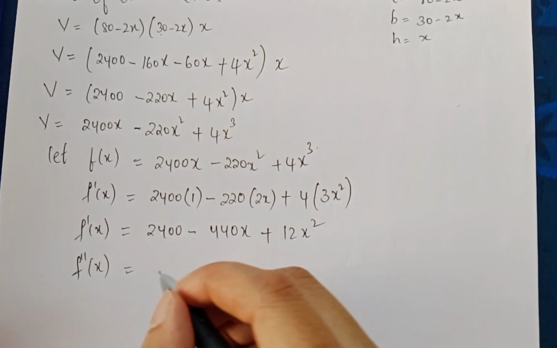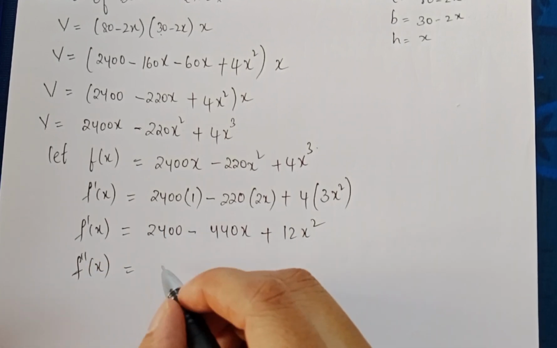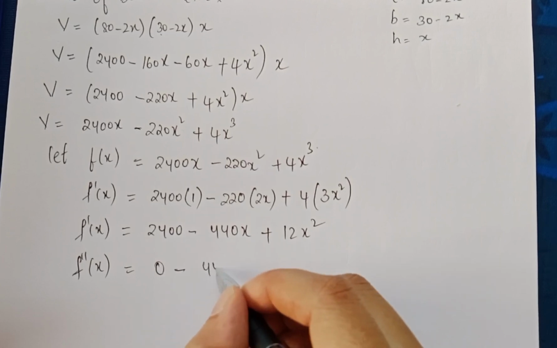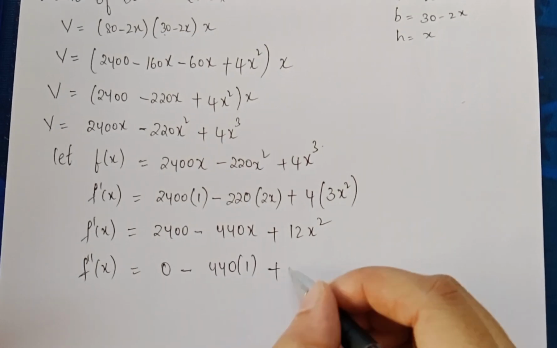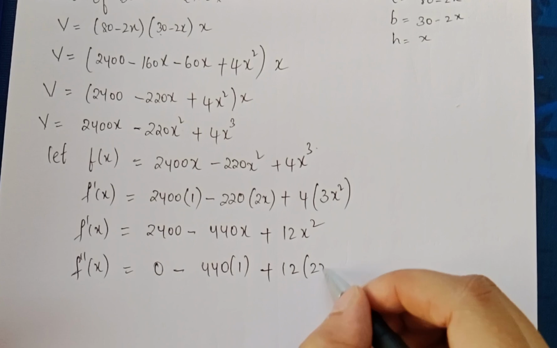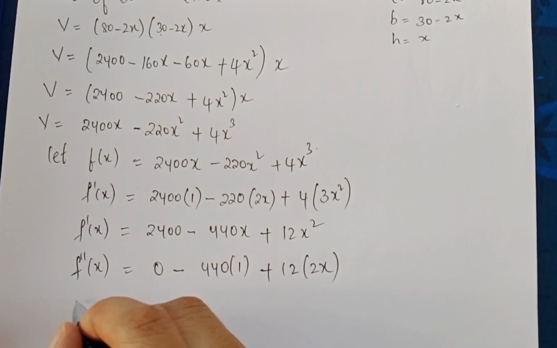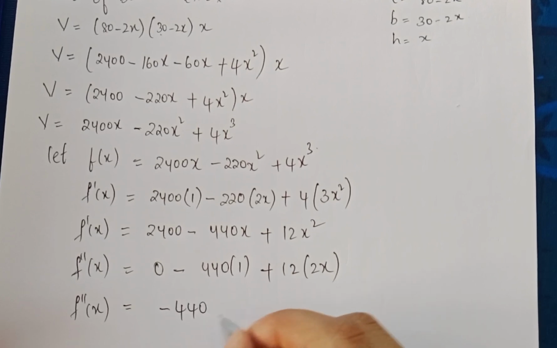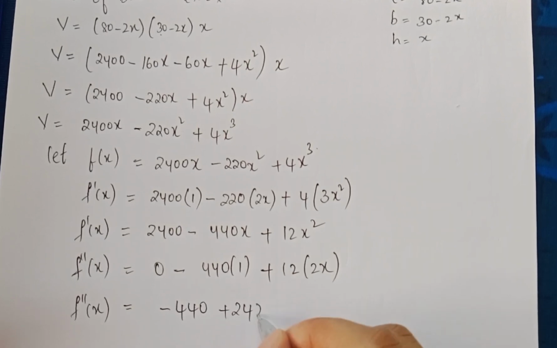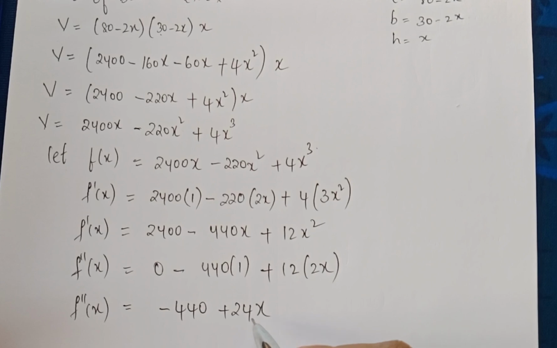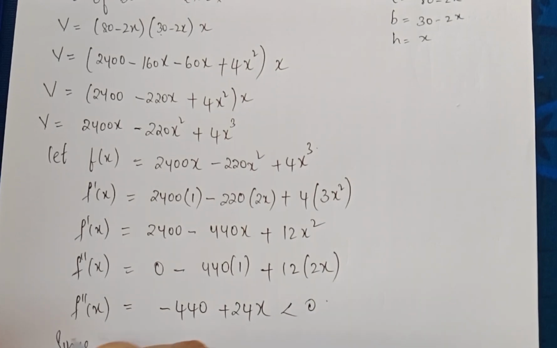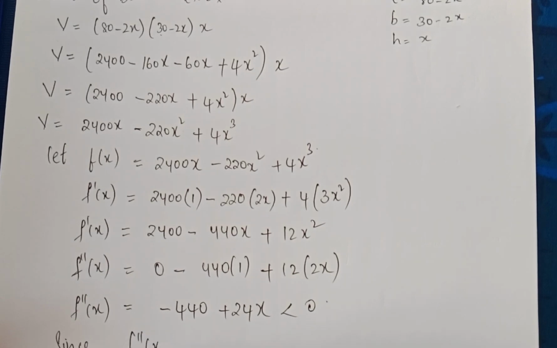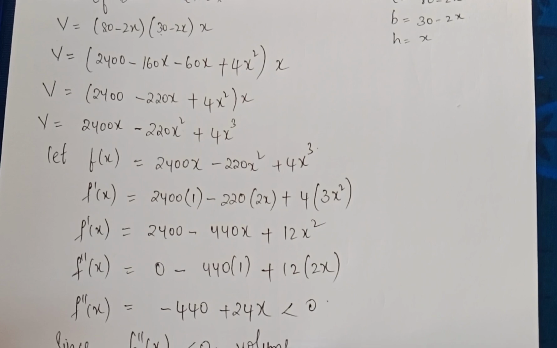Differentiating this equation again with respect to x, here the constant derivative is 0, minus 440 into x derivative 1, plus 12 as it is, and x square derivative is 2x. So we get f double dash of x equal to minus 440 plus 24x. So this is the negative value, which is less than 0. Since we have got f double dash of x less than 0, the volume is maximum.